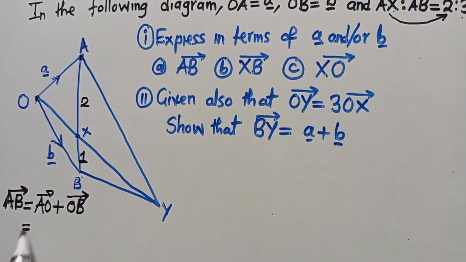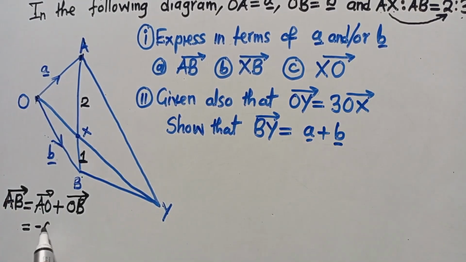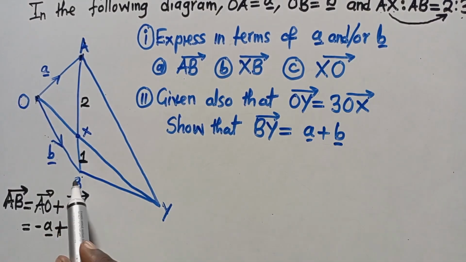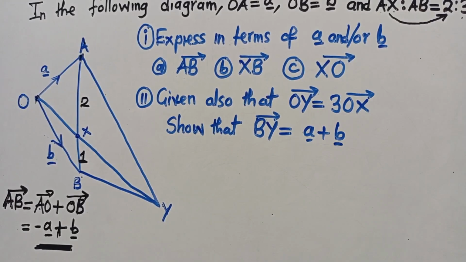So this is equal to, what is AO? AO is against the vector, that is vector negative A, plus what is OB? OB, this is vector B. So I put B there. I don't want to complicate things. This is your answer. You are done. Some people, when I just say this is just the same as B minus A, it is just one and the same.